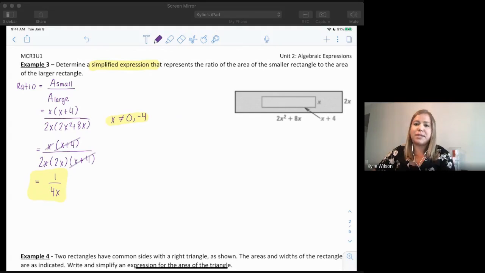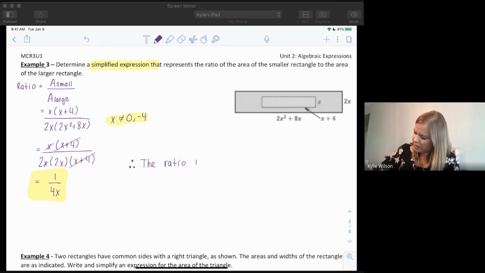And again, because this is a word problem with words in the question, we always need to make sure that we have a nice little therefore statement at the end. So I'll say therefore, the ratio is 1 over 4x. And it doesn't have to be a really detailed therefore statement, just nice and to the point.